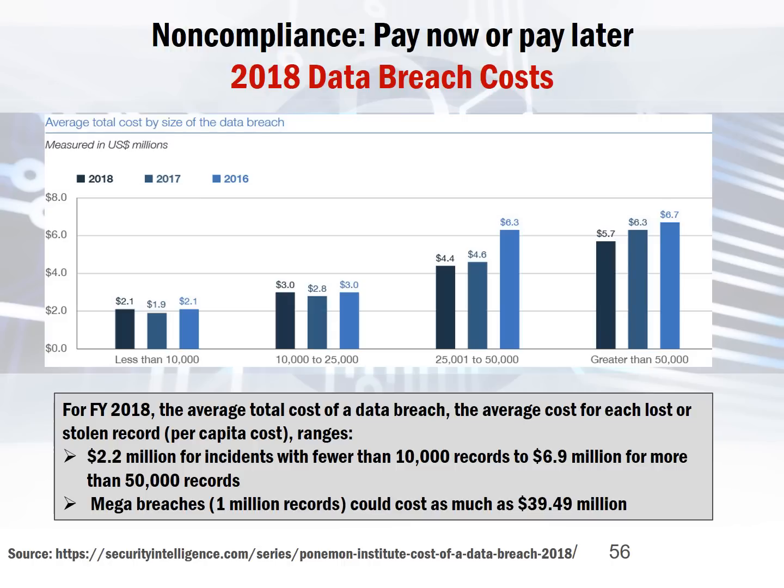The cost in the United States alone was estimated to be about $7.3 million in 2017. During fiscal year 2018, Ponemon estimated $2.2 million for incidents involving 10,000 records or less. And it ranged from that $2.2 million to $6.9 million for companies with more than 50,000 records. And the mega breaches, those with more than a million records, could cost as much as $39.5 million.